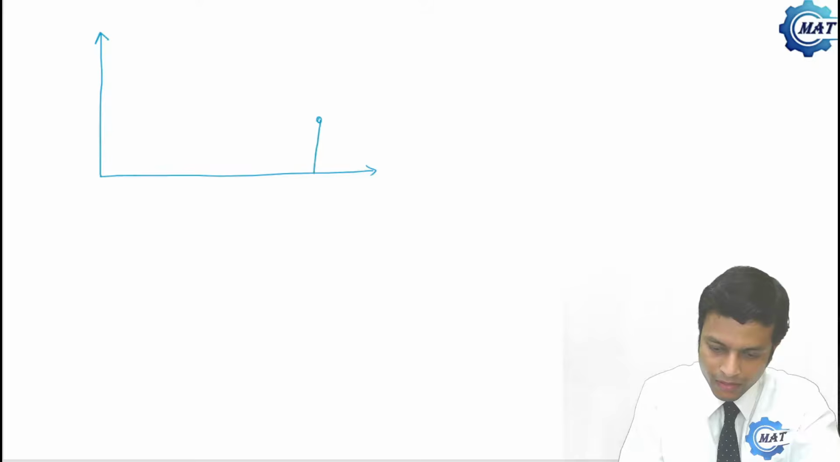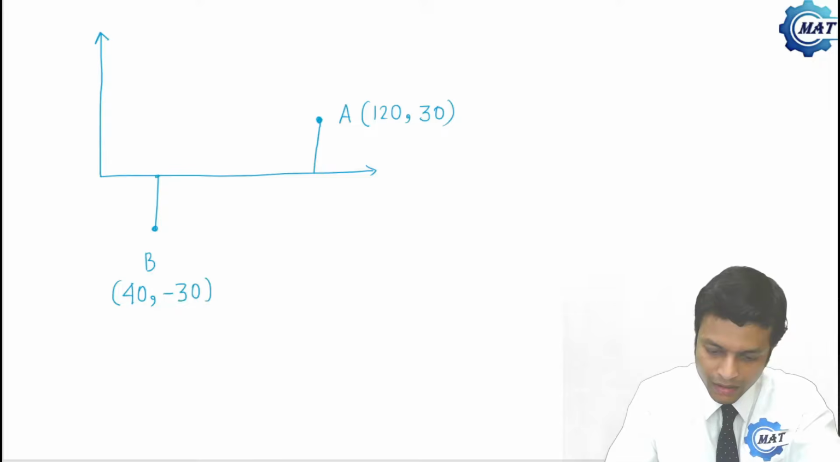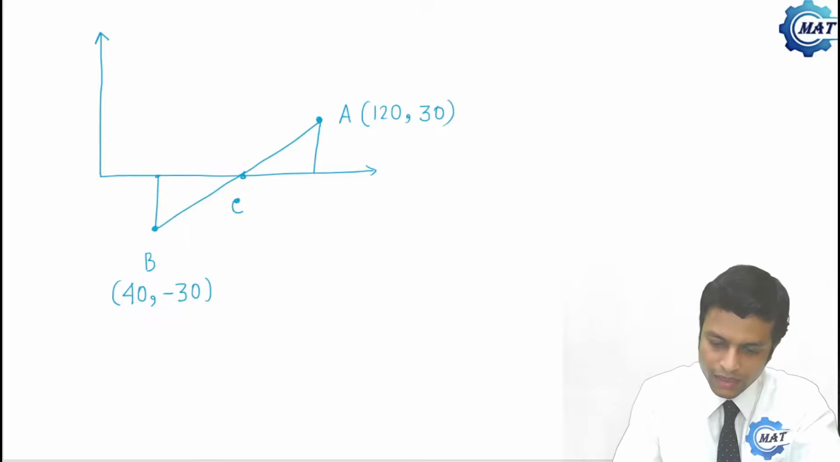Point A was 120, 30. Point B was 40, minus 30. Then join AB. This is C. Then draw the Mohr circle.